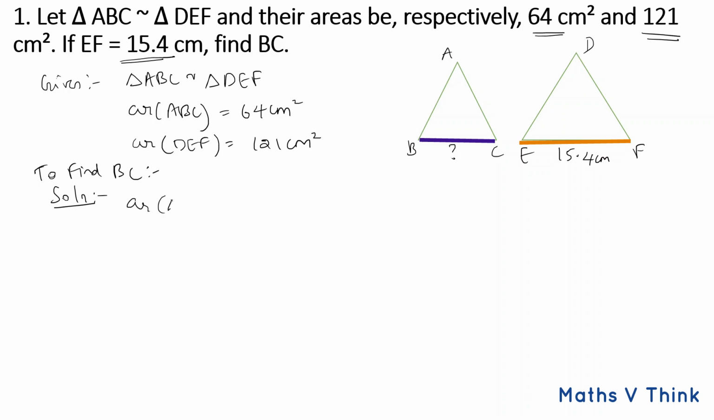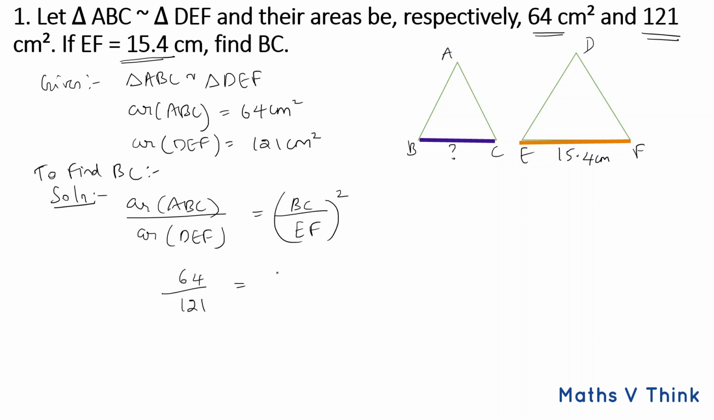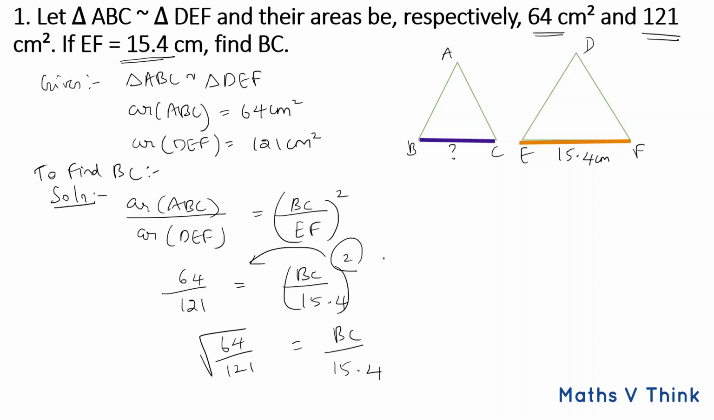Now, when they give two triangles as similar, we can apply the formula of area of similar triangles. Nothing but area of ABC by area of DEF is equal to BC by EF the whole square. Now, area of ABC is 64, DEF is 121, is equal to BC we need to find by EF is 15.4 the whole square. Next step, this square will go as root. So root of 64 by 121 is equal to BC by 15.4.